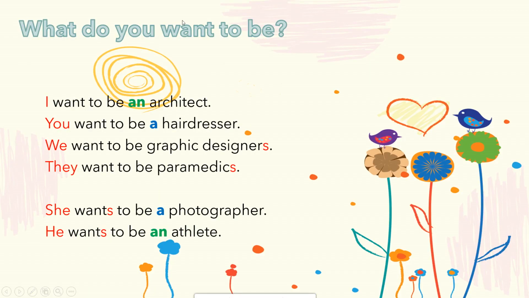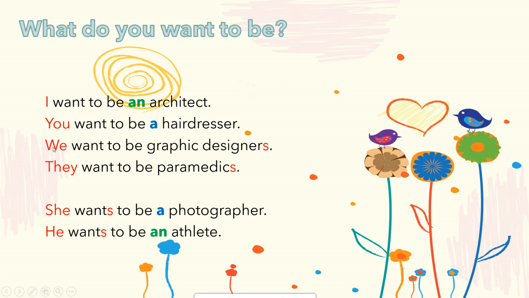Now, what do you want to be? So here we have the pronouns I, you, we, and they. When we have those pronouns, we do not add s after the verb, like here. Look, we have she and he. Because we have she and he, we must put an s after the verb, all right? Let's read the sentences. I want to be an architect. You want to be a hairdresser.